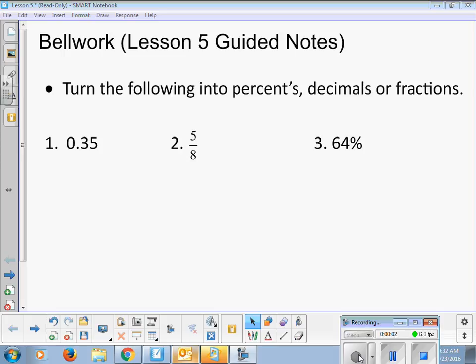Okay, your Bellwork is on the board. You have to turn the following into percents, decimals, or fractions. So if you're given a decimal, turn it into a percent and a fraction. If you're given a fraction, turn it into a percent and a decimal. And if you're given a percent, turn it into a decimal and a fraction.